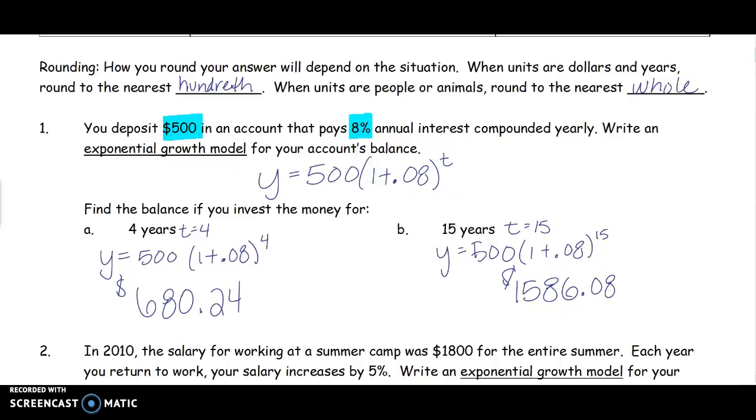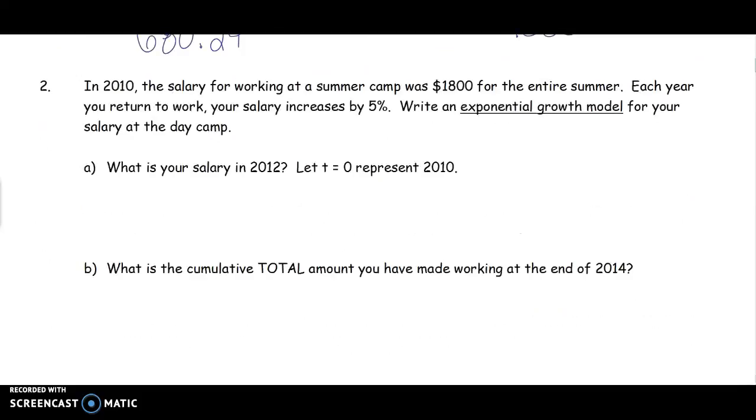So let's do another example. It says in 2010, the salary for working at a summer camp was $1,800 for the entire summer. Each year you return to work, your salary increases by 5%. Write an exponential growth model for your salary at the day camp. So again, we need to figure out what we started with, and it's growth, so we're adding our percent of 5. So you're always substituting in two things, your starting amount and your percent.